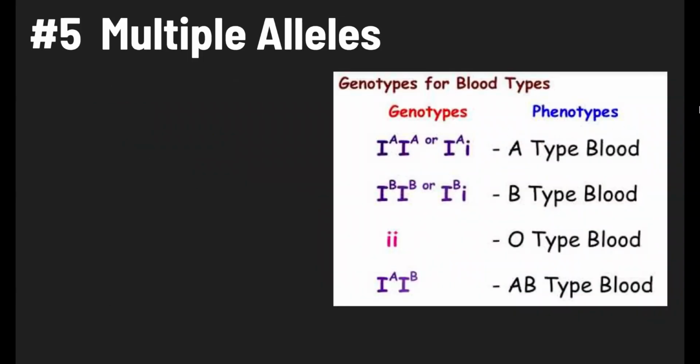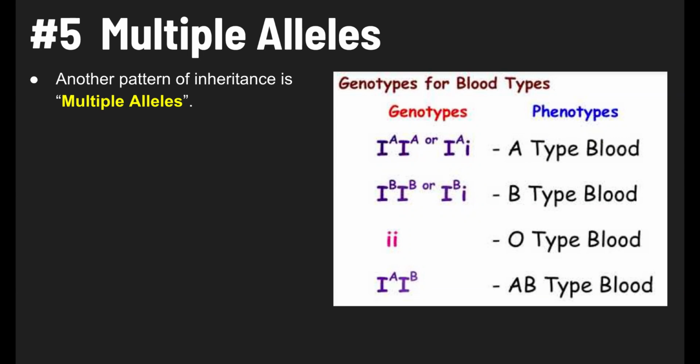Okay, a fifth type of pattern of inheritance is called multiple alleles. And with multiple alleles, the trait is controlled by more than just two alleles. So every example you've seen so far, there's one big letter and there's one little letter, and that's it. Or there's just two letters. So with roan cattle and the snapdragons, we had R's and W's. There were still just two alleles, two letters. But with multiple alleles, there's going to be more than just two letters.